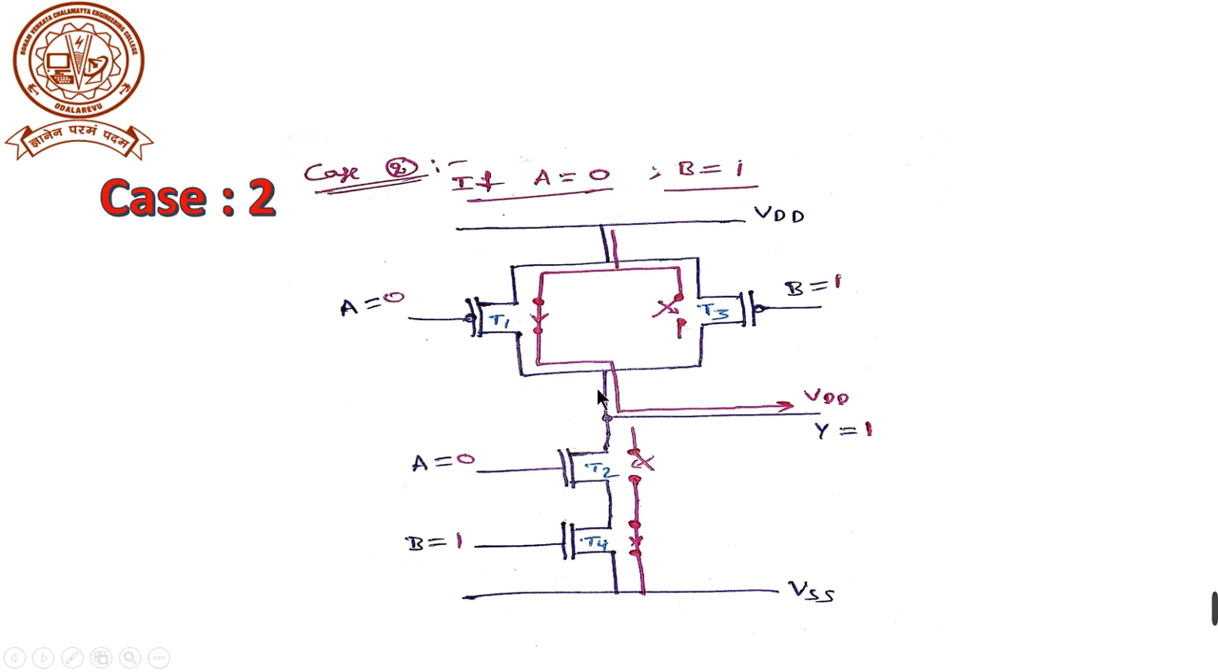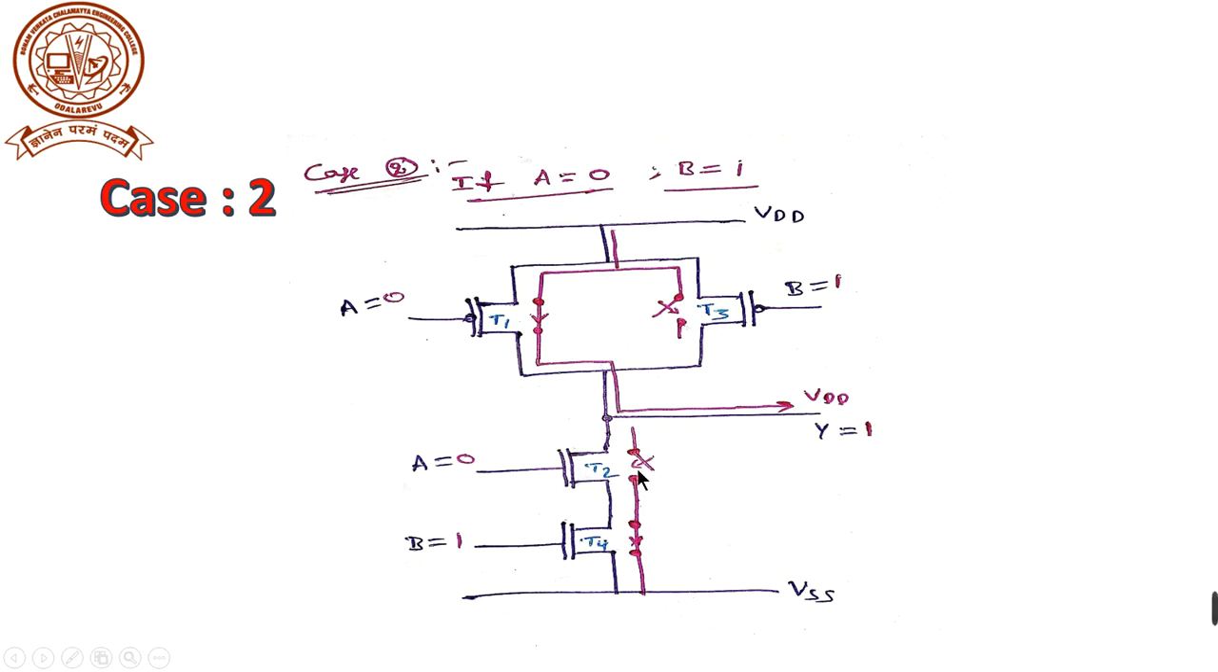And coming to the second condition, case 2, if A equal to 0, B equal to 1. If A equal to 0, the transistor T1 is on state, that acts as a closed switch, and T2, an NMOS transistor, should be open because they are complements of each other. And similarly for B equal to 1, T3 should be open because it acts as an off switch. This is a PMOS transistor. For the NMOS transistor T4, it is closed, but T2 is open, that is an open switch, off state.